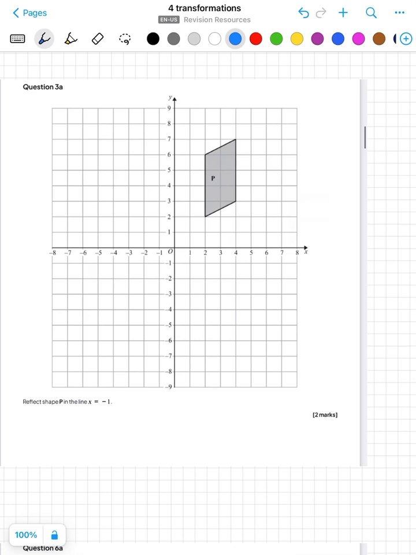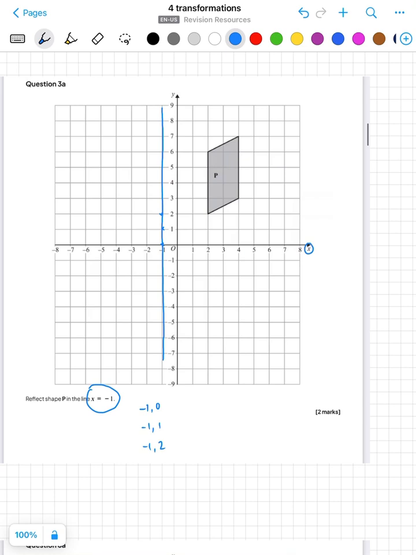Reflect shape P in the line x equals -1. So we need to be able to draw that line. That line means that the x coordinate is always -1. So you could make up some coordinates: -2, 0; -1, 0; -1, 1; -1, 2. Then you join together those points, and that is your line of x equals -1. Or you're drawing a line through the x coordinate of -1. So it's a vertical line.